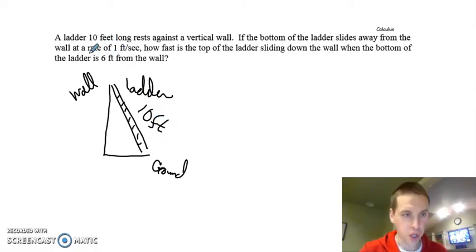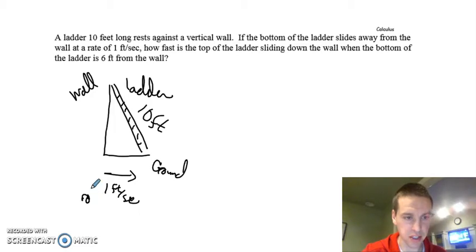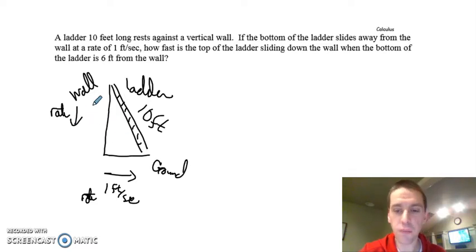Now, it says here that the bottom of the ladder slides away from the wall at a rate of 1 foot per second. This is the rate here. Make sure you know it's asking you the rate that this is falling down. Let's hope it never happens to you guys that you're falling on a ladder. It's asking how fast is the top of the ladder sliding down the wall when the bottom of the ladder is 6 feet from the wall.